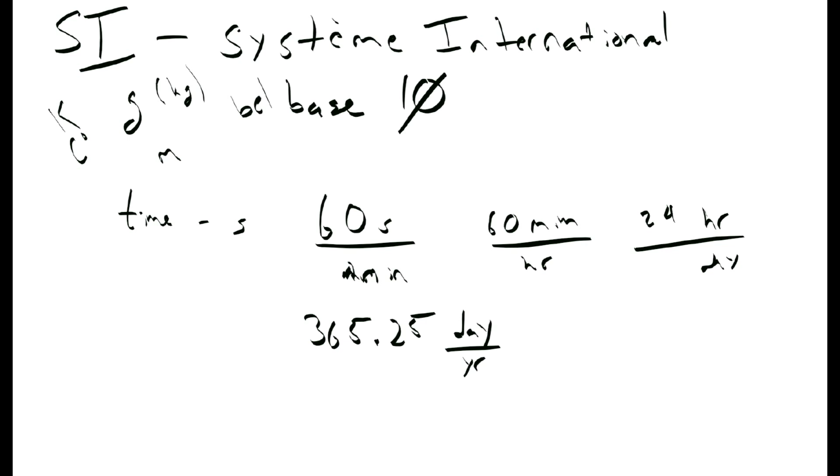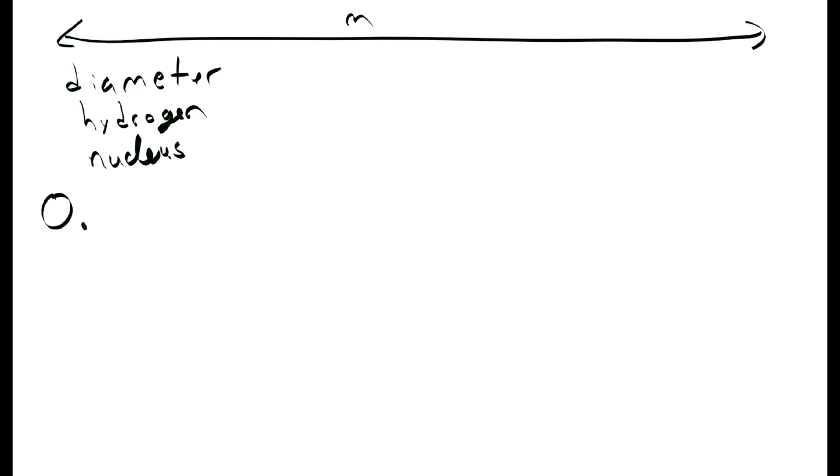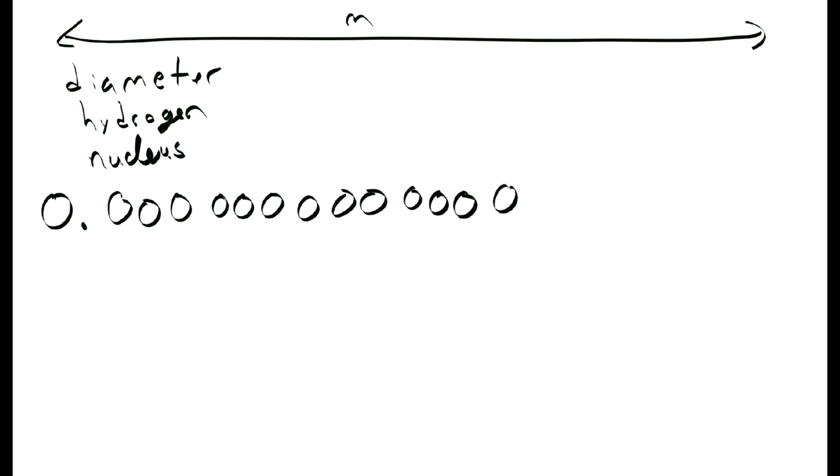Okay, so let's go ahead and talk about the next thing. A thing that you're going to have to practice at. A thing that's going to kind of trip you up. See, science works at a very wide range of scales. So for example, distance. If we take a look at meters, we have, for example, the diameter of the hydrogen nucleus. Okay, so we're talking about a hydrogen atom, and one hydrogen nucleus has a diameter of 14 zeros, then 175.